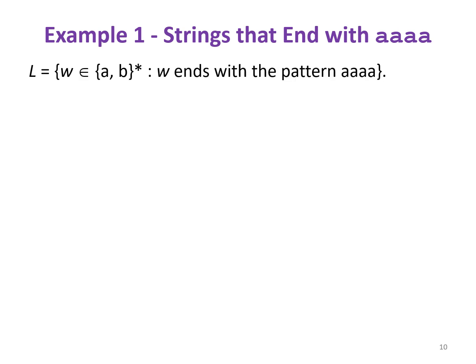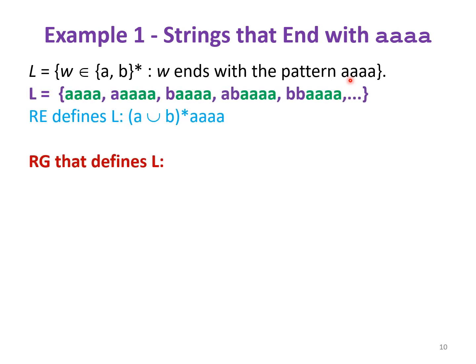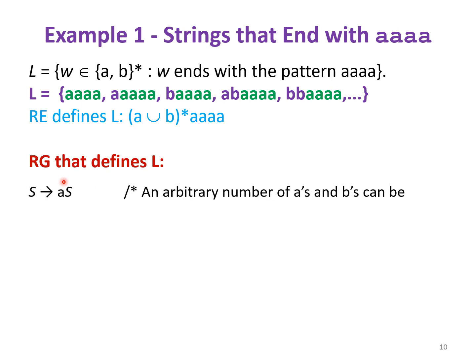Let us take an example for the language containing the strings over Σ = {a, b} which end with 4 A's. Possible strings in this language have 4 A's compulsory. Before these 4 A's, you can have any combinations of A's and B's. So the regular expression for this language is (a ∪ b)* followed by aaaa, representing any number of A's and B's before 4 A's.